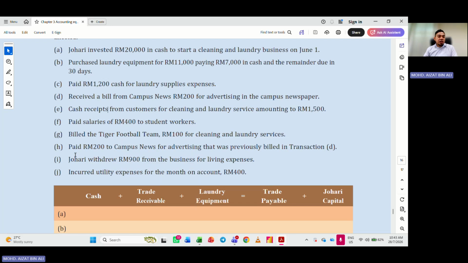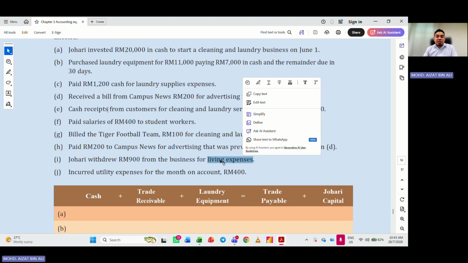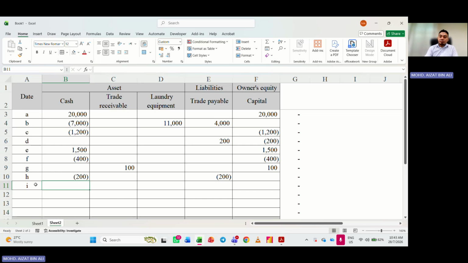Okay, next, Johari withdrew 900 ringgit from the business for living expenses. Living expenses is a personal expense, so this is a drawing. Withdrew 900 ringgit cash, minus cash. So I minus 900 ringgit from cash. Sorry, minus 900 ringgit from cash. And then, because it is a drawing, it reduces owner's equity. Under owner's equity section, we will minus 900 ringgit.